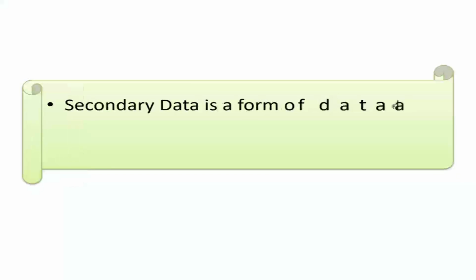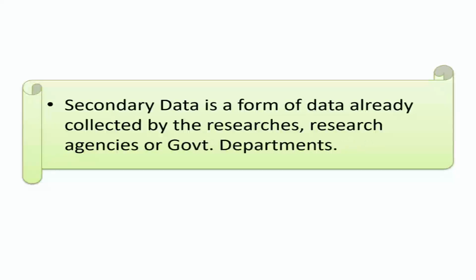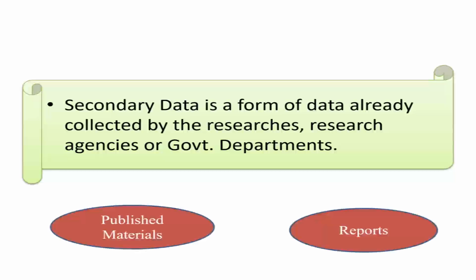Secondary data is a form of data which is already collected by other researchers, research agencies, or government departments. And this data is further used by the researchers for their research purpose. Various reports, records, or published material are the examples of secondary data.